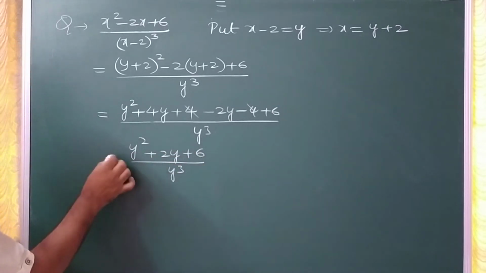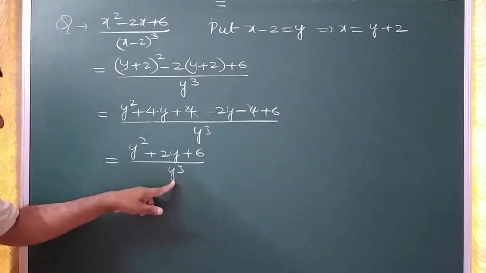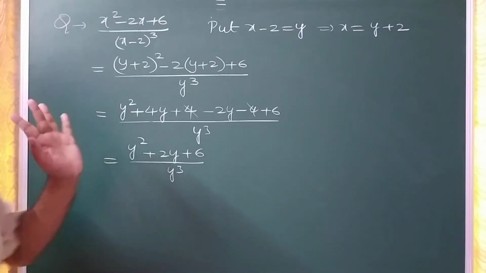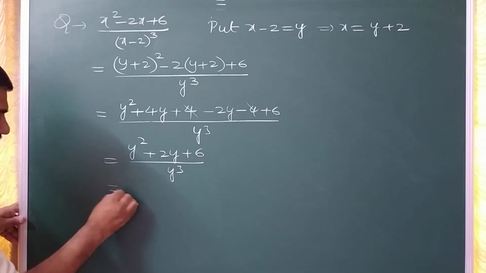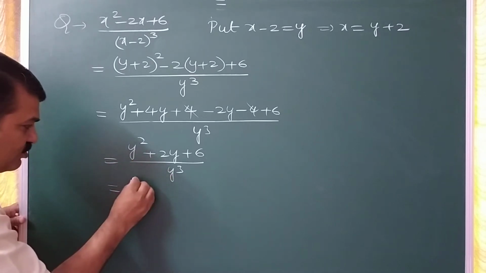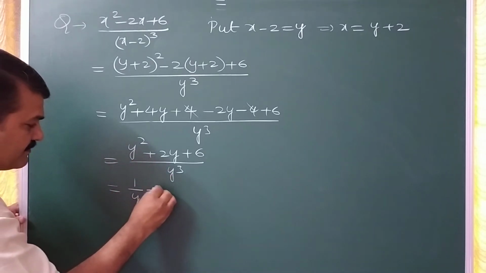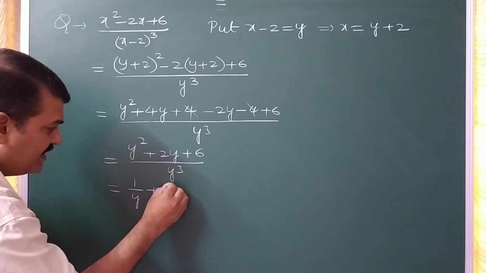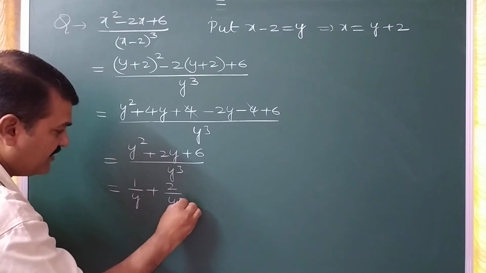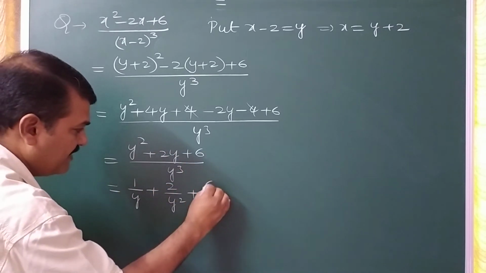Now we will separate the denominator y cube to every term. See carefully: y square by y cube means 1 by y, plus 2y by y cube means 2 by y square, plus 6 by y cube.